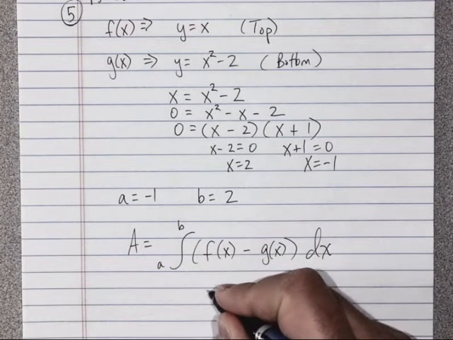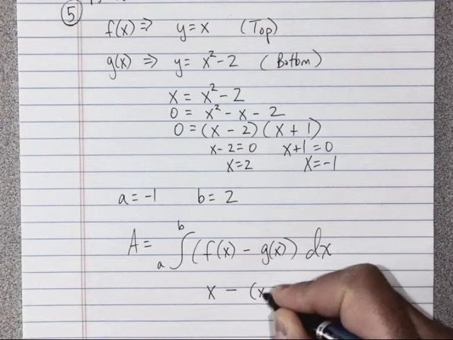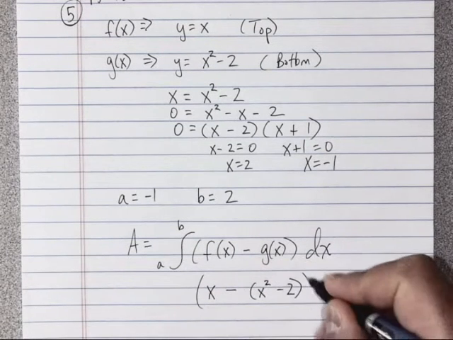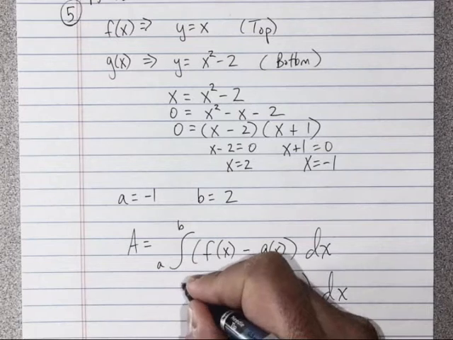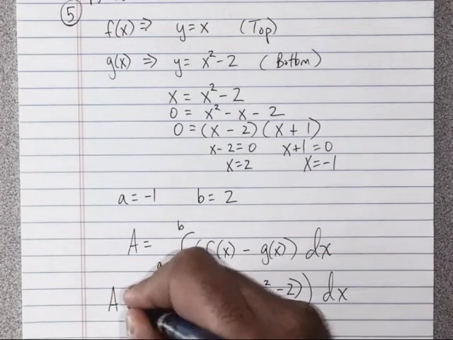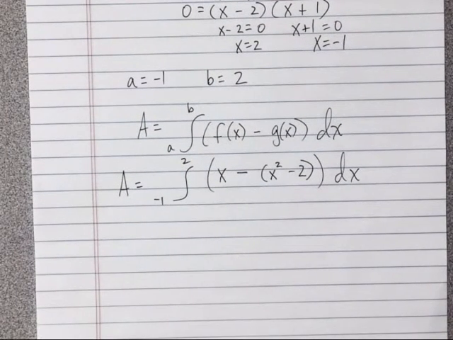So essentially, I have x minus (x squared minus 2), and I'm going to put that in parentheses just to make sure that I get all of my signs right here. dx, and we know a and we know b. All right. So now we just need to simplify this and integrate it and use the fundamental theorem of calculus to actually evaluate so we can get an area.